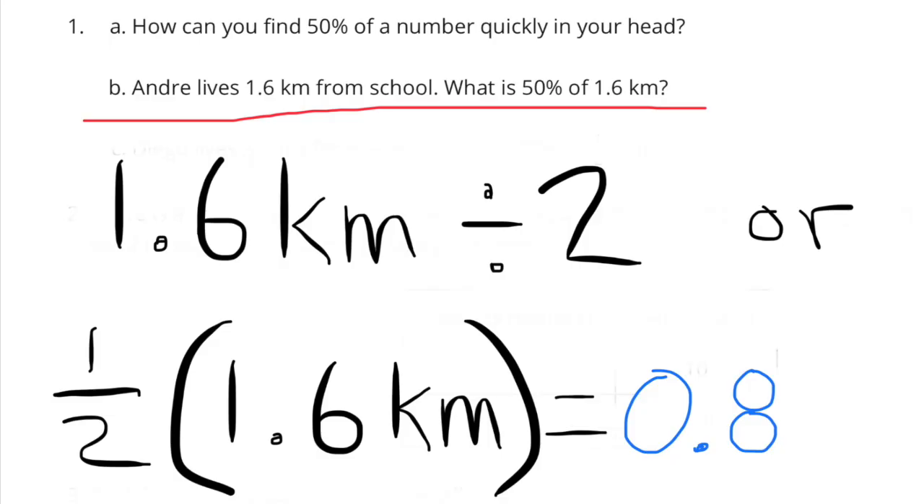B. Andre lives 1 6/10 kilometers from school. What is 50% of 1 6/10 kilometers? 1.6 kilometers divided by 2, or 1/2 times 1.6 kilometers, equals 8/10.